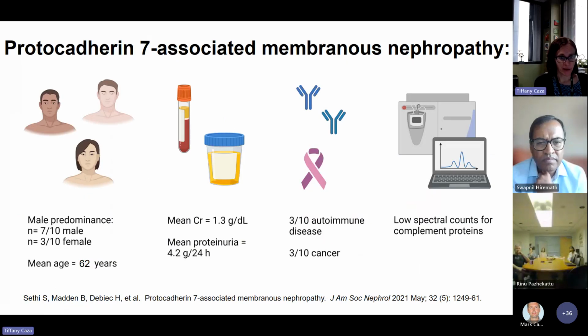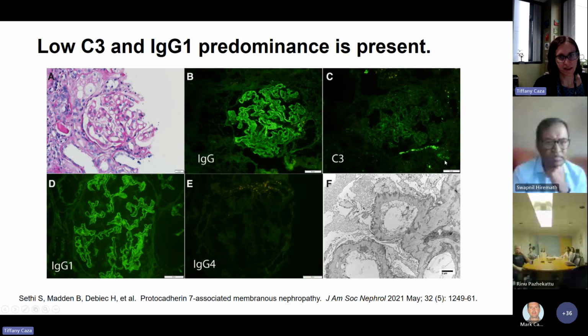Protocadherin 7 associated membranous. This was also described at the Mayo Clinic. There's limited data right now, as only 10 patients have been described to date. But something important to remember in this instance is that there are low staining and spectral counts for complement proteins. So normally you should have C3 in the same intensity as IgG, but that's not the case for protocadherin 7-associated membranous nephropathy. They also have IgG predominant immune deposits.